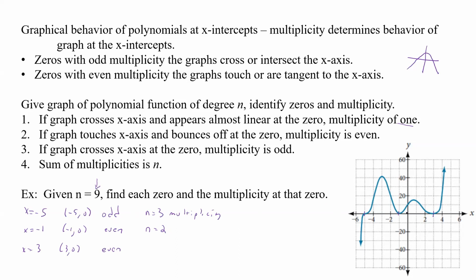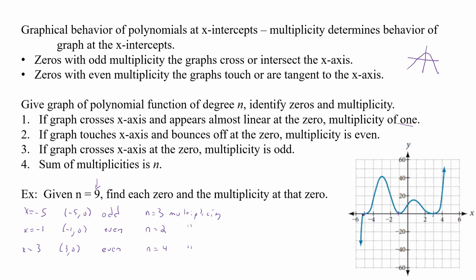Now the next one's even too, but if you notice, it's pretty broad here at the bottom. So it's going to be bigger than 2, because if that one's 2, this one's probably 4, maybe 6. So far we have 5, and the total possibility is 9. So this one then has to be 4 for the multiplicity, because 4 plus 2 plus 3 gives us a 9. And if you add all the multiplicities together, that's going to give you the degree of the polynomial. That sometimes helps us determine, if we have an equation, whether it's a 5th degree, 9th degree, or whatever.